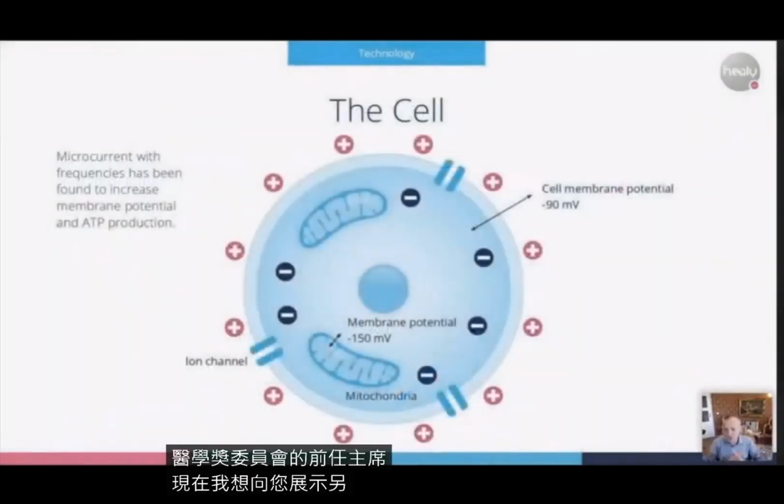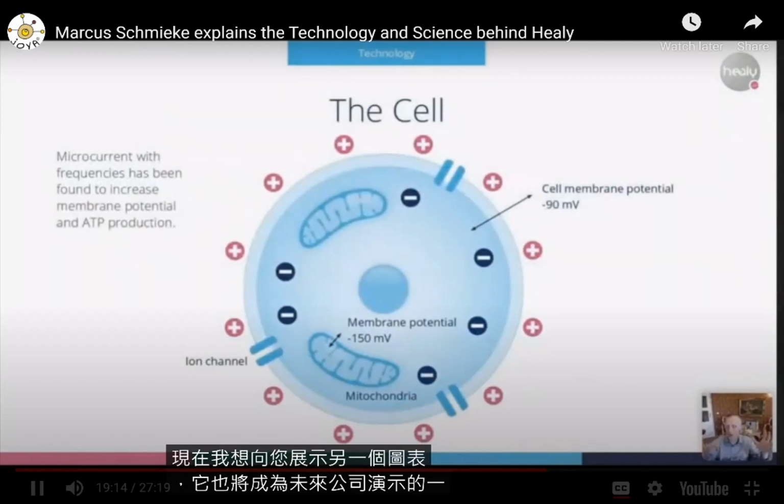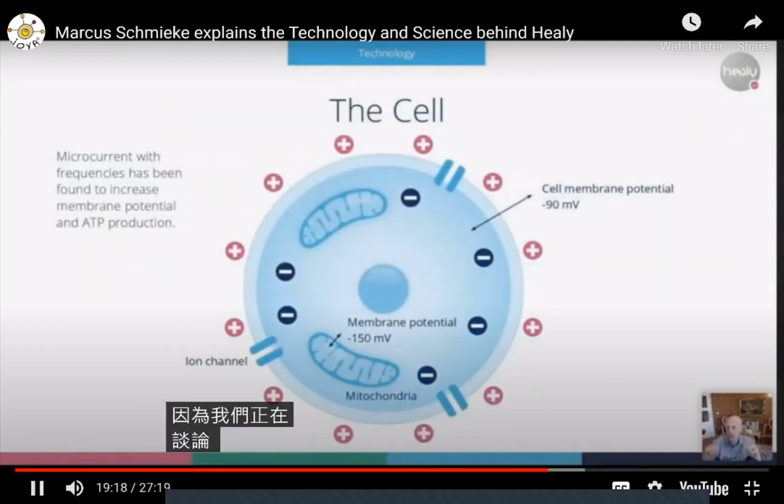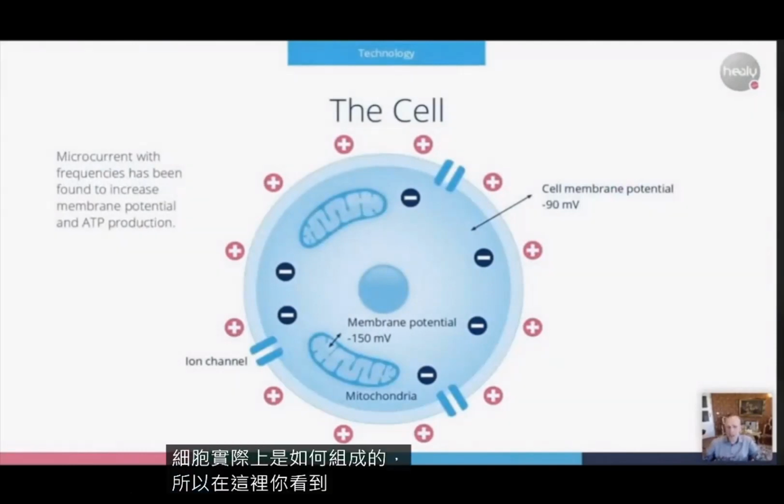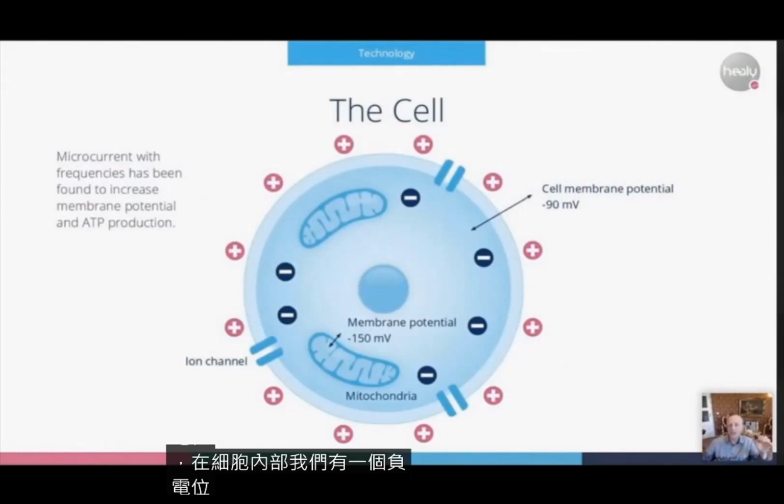And now I want to show you another diagram which will also be a part of the company presentation in future, because we're talking about the cell, and not everyone still has a very clear idea of how a cell is actually composed. So here you see the cell membrane, and the cell membrane itself is not conductive, so it's not conducting electricity. Outside the cell, we have a positive potential, and inside the cell, we have a negative potential. That's why we are saying minus 90 millivolt, why the cell membrane potential is negative, because inside the cell, the intracellular space, is charged negatively.